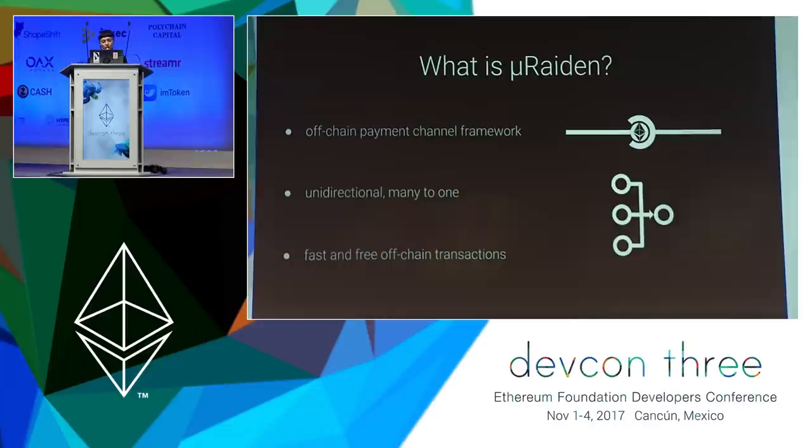It is a unidirectional many-to-one implementation, which means we don't need to think about routing issues and incentivizing fees for users who have open channels and want to share them with others. This is why we have off-chain transactions that are fast and free.